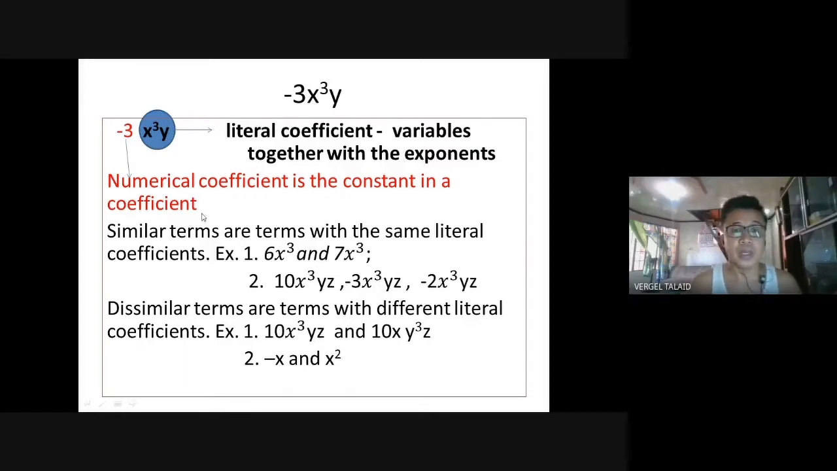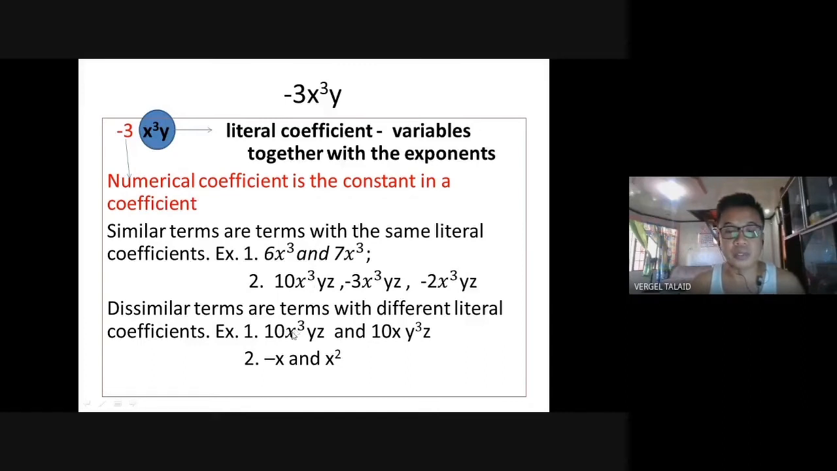So, similar terms and dissimilar terms. Similar terms are terms with the same literal coefficient. We all know that a literal coefficient is a variable or variables together with the exponent. So, in number 1, 6x cubed and 7x cubed are similar terms because they have a common literal coefficient, x cubed. The same also with number 2, x cubed yz, x cubed yz, x cubed yz. So these three terms are similar terms.